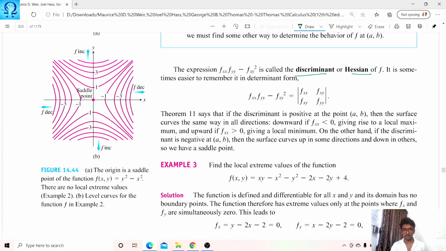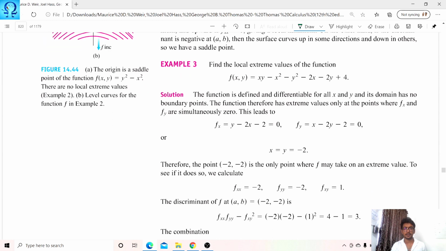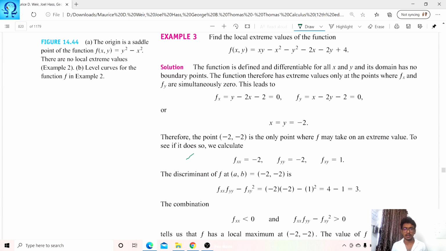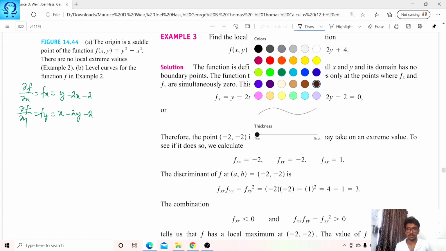Now let us get into some problems. Find the local extreme values of the function. Some function is given and we are asked to find the local extreme values. From that function, if you identify del f upon del x, that is fx, it is going to be y minus 2x minus 2. Del f upon del y, that is fy, is going to be x minus 2y minus 2. And now we will have to equate them to 0.